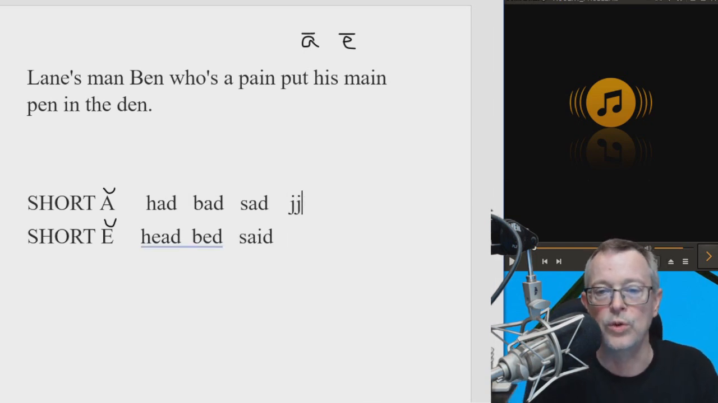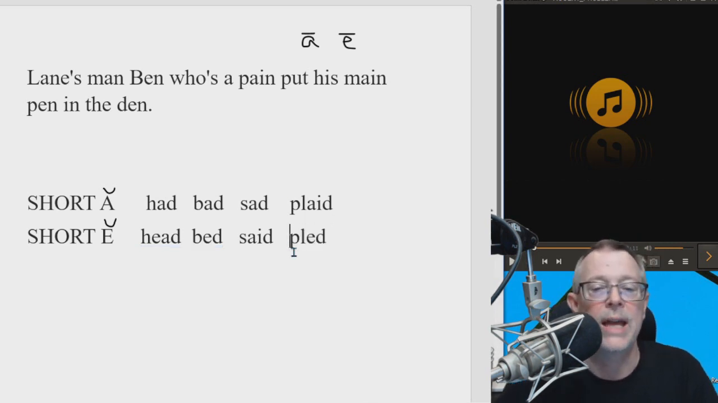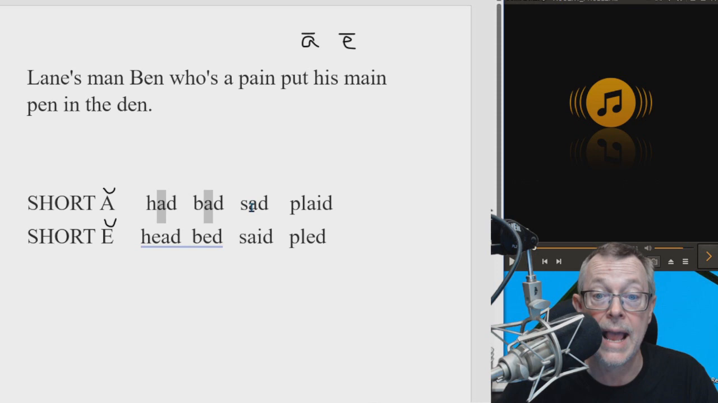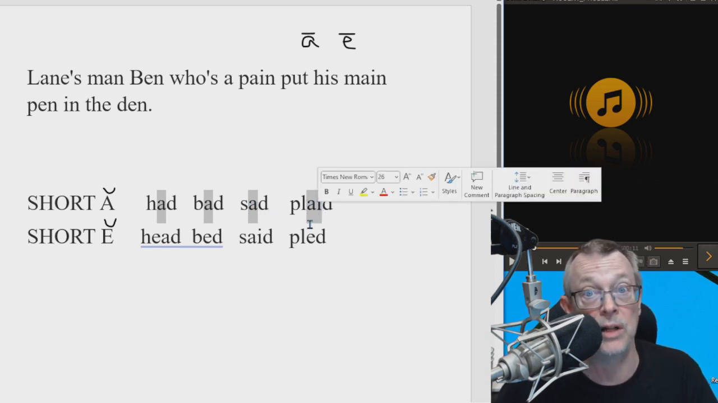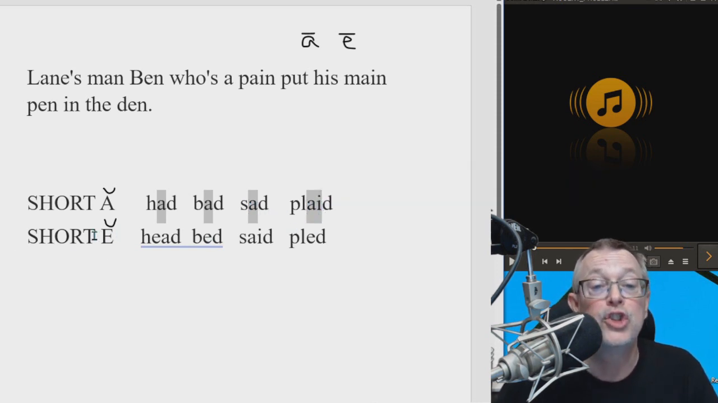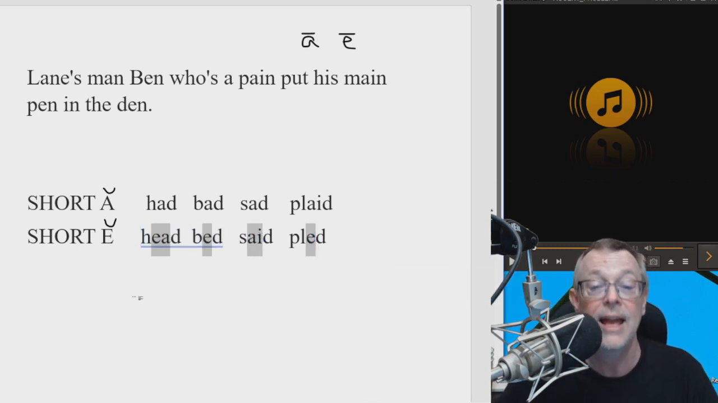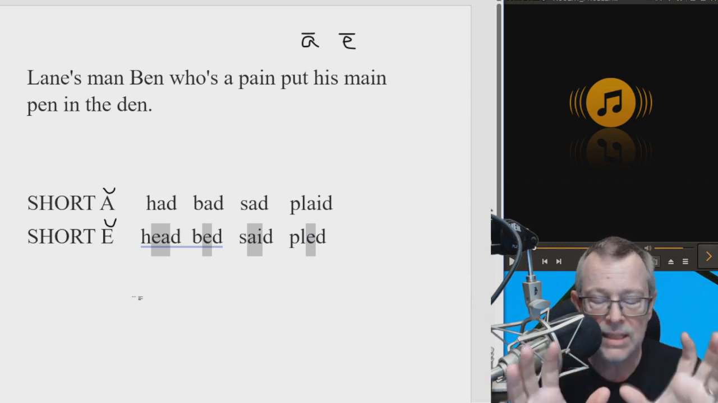Let's do another one. We'll do plaid and pled. Okay? So I want you to pay attention. The short A vowel sound is typically spelled with an A, but sometimes it's spelled with an AI. The short E vowel sound is typically spelled with an E, but sometimes an EA, sometimes an AI, sometimes here's another E, okay? So this is a nightmare.